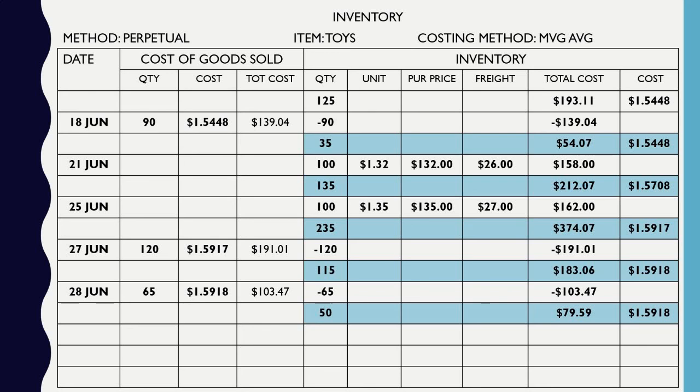This is why we call this moving average, because we're constantly calculating our average. Every time we make a purchase, we have to change our average. Every time we sell an item, we have to update our average. The idea is that you constantly have a new total quantity and a new total cost, so your goal is to spread the cost evenly amongst every single item.